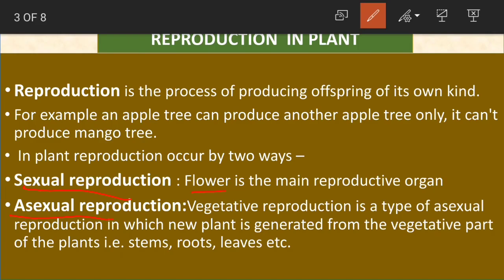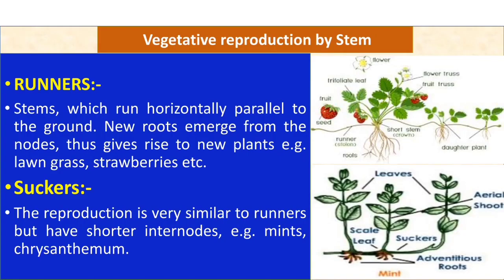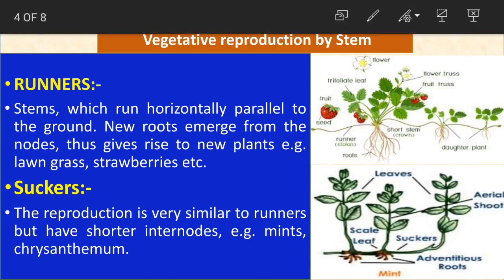And asexual reproduction, this is the vegetative reproduction, where the parts of plants take part in the reproduction, like stems, roots, leaves, and all these parts. From those parts, other plants take birth. Okay, this is asexual reproduction. And again here we can see different types of plants, like runners. So what are runners, children? Stems which run horizontally parallel to the ground.